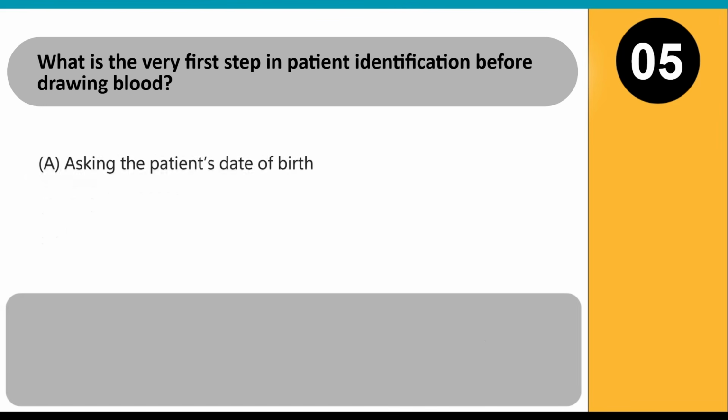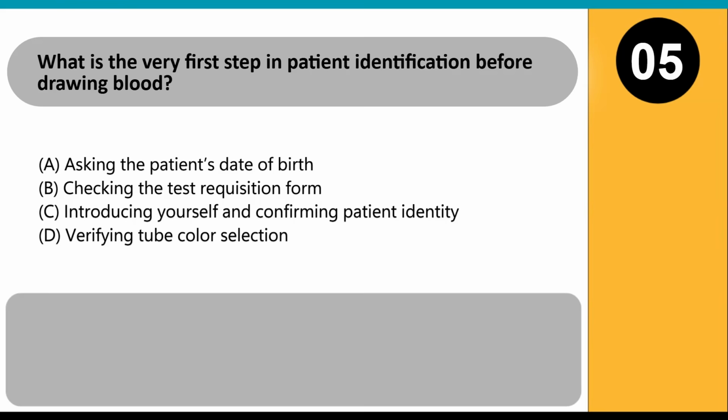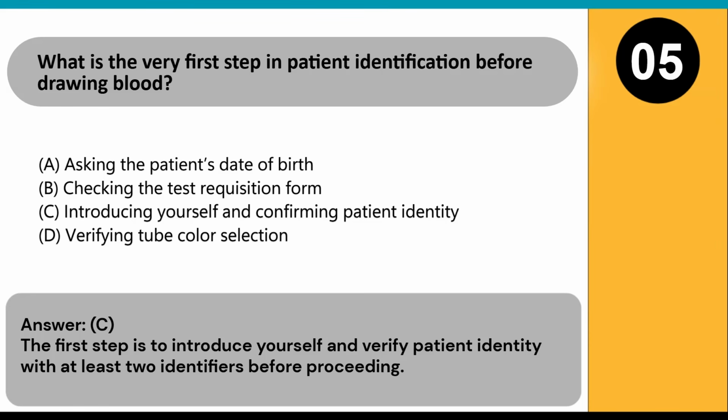What is the very first step in patient identification before drawing blood? A. Asking the patient's date of birth. B. Checking the test requisition form. C. Introducing yourself and confirming patient identity. D. Verifying tube color selection. Answer: C. The first step is to introduce yourself and verify patient identity with at least 2 identifiers before proceeding.